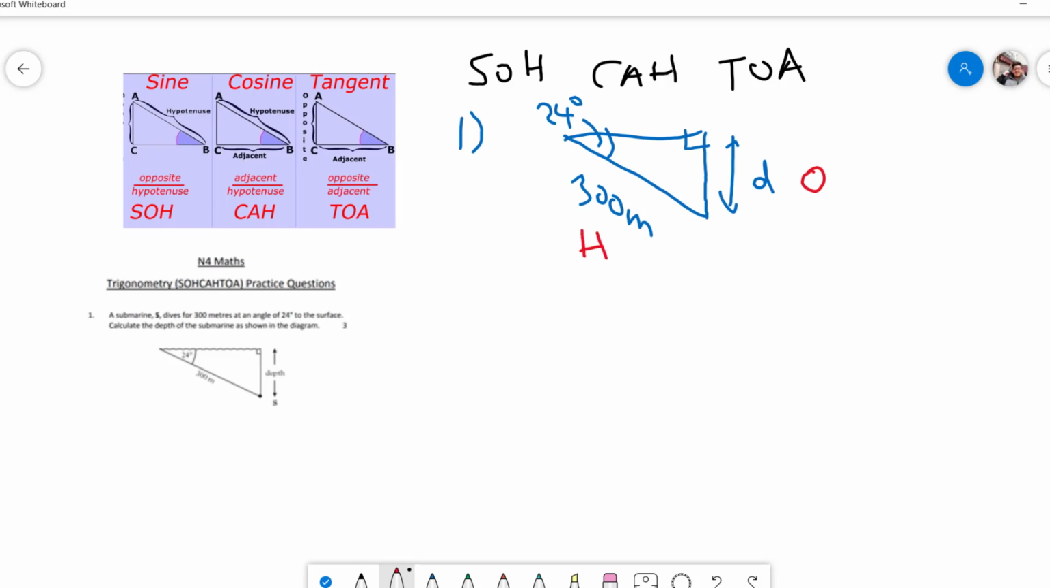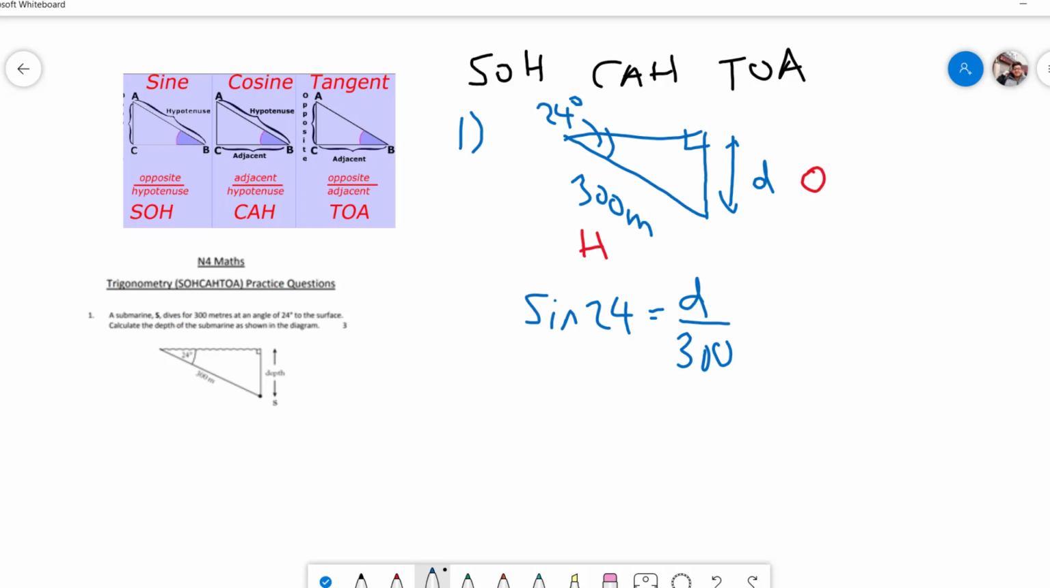So what do we have? O and H. What formula consists of O and H? That's the sine rule, opposite over hypotenuse. So we can say sine 24 is equal to the opposite, which in this case is D, over 300 meters, the hypotenuse.